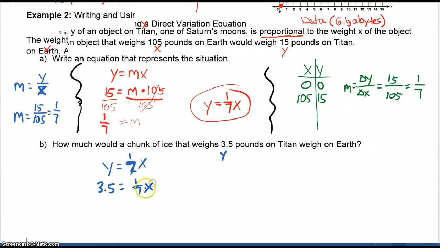1/7 x. How do you get rid of this 1/7? You divide. So you do 3.5 divided by 1/7. To divide by 1/7, you actually just multiply by 7, which will be 7/1. So you wind up with 24.5 equals x. So a chunk of ice that weighs 3.5 pounds on Titan would weigh 24.5 pounds on Earth. So this is why you might write an equation so that you can plug things in and solve it. Alright, let's move on to the next page.